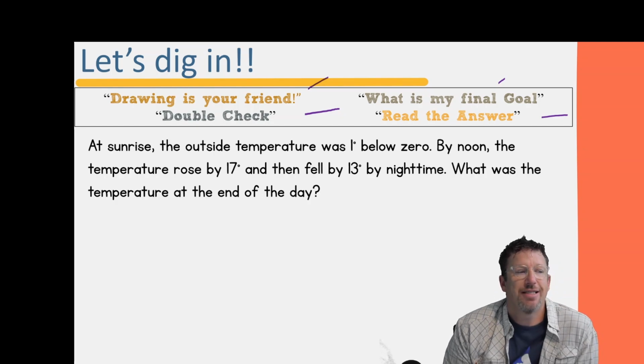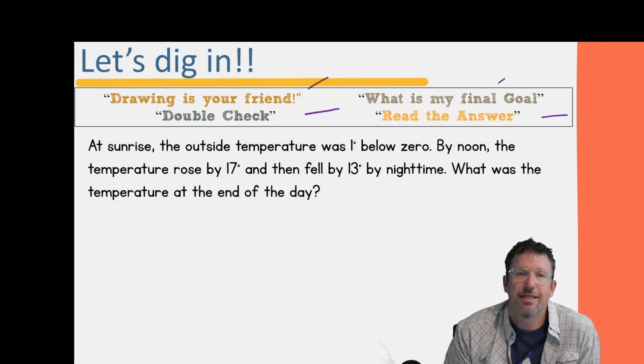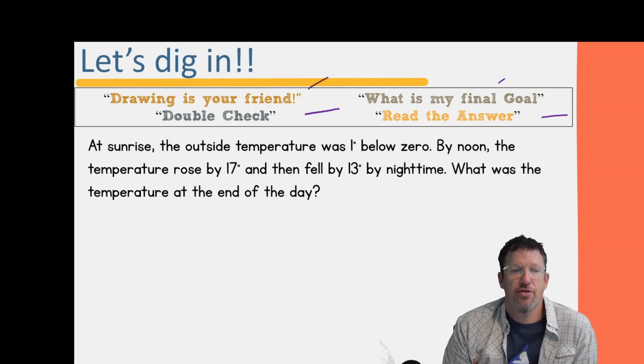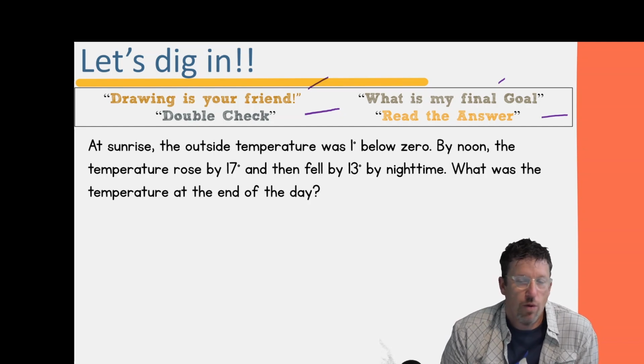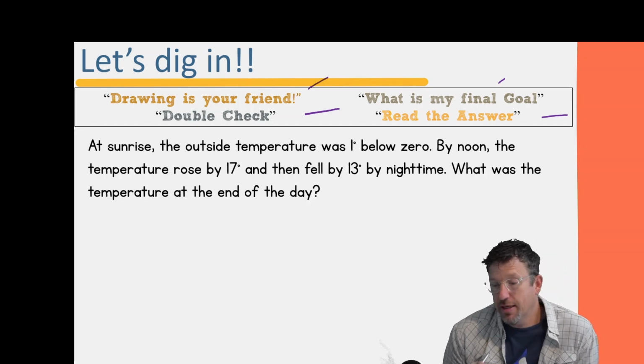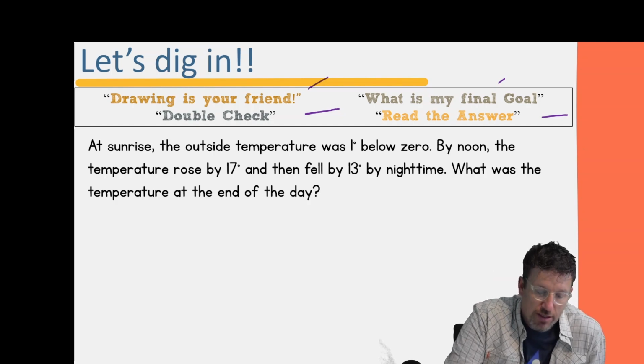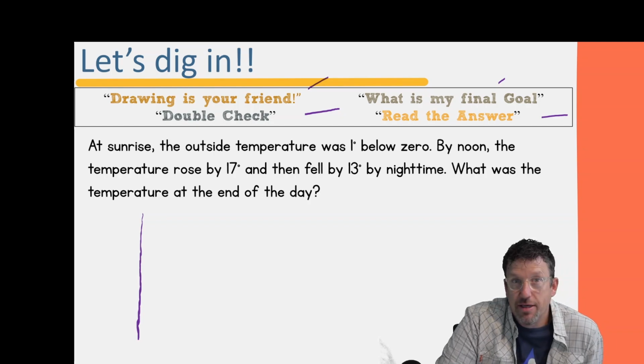So at sunrise, the outside temperature is 1 degree below zero. By noon, the temperature rose by 17 degrees and then fell again by 13 degrees by nighttime. What was the temperature at the end of the day? So, let's think about that. We're talking about temperature. So when I think of temperature, I think of a thermometer going up and down. So I'm going to go ahead and draw myself a little up and down thermometer. And guess what it's going to be? It's going to sort of be a number line, isn't it?